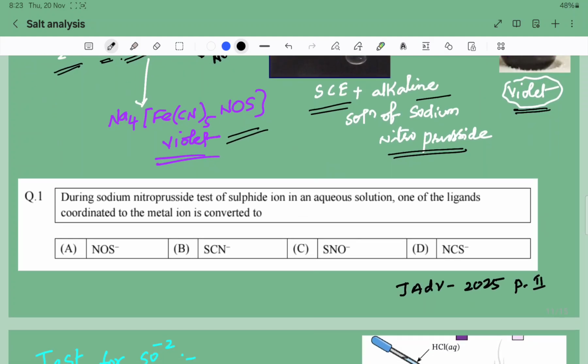Now look at the question, student. This is the JEE Advanced 2025 Paper 2 question. During the sodium nitroprusside test of sulfide ion in an aqueous solution, one of the ligands coordinated to the metal ion is converted to, right? So NOS minus is given, SCN minus is given, SNO minus is given, NCS minus is given.